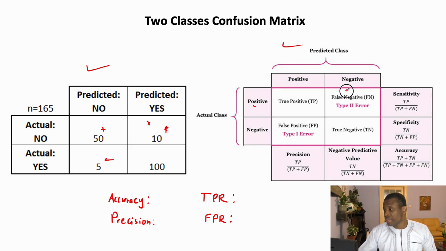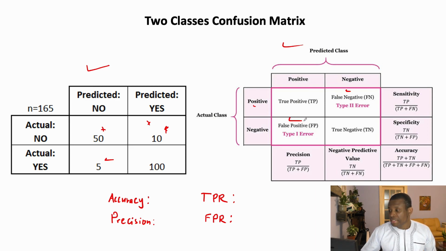This second one is a positive COVID patient, but the model predicted it as negative. So it's a false negative, and that's very bad. That is a type 2 error. It has to be avoided at all costs, this type 2 error.